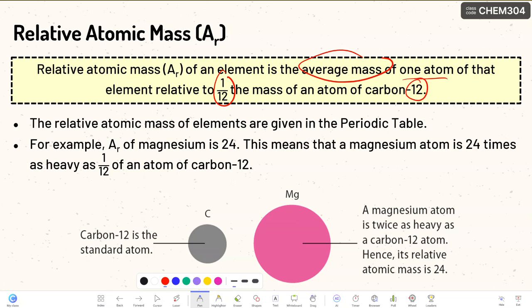Alright? So if we take carbon as the standard to compare, then for example, magnesium. Magnesium is twice as heavy as carbon 12. So if carbon 12 is 12, then magnesium must have a mass of 24. Alright, so in fact, magnesium is 24 times the 1/12 of carbon 12.